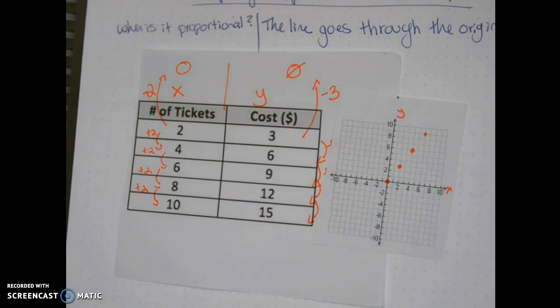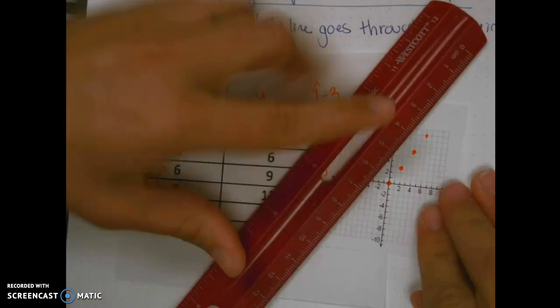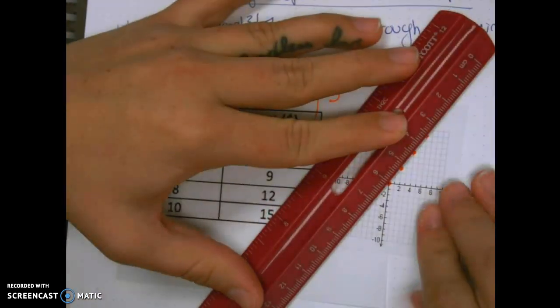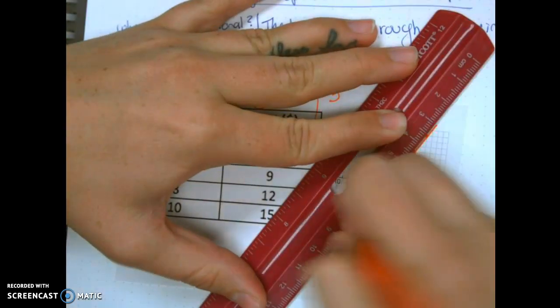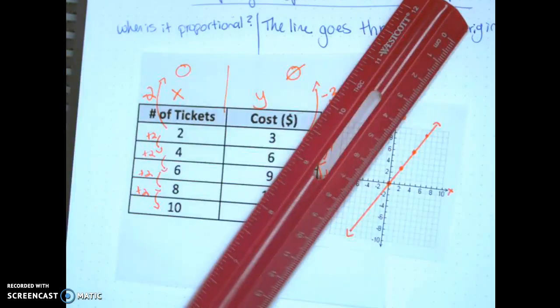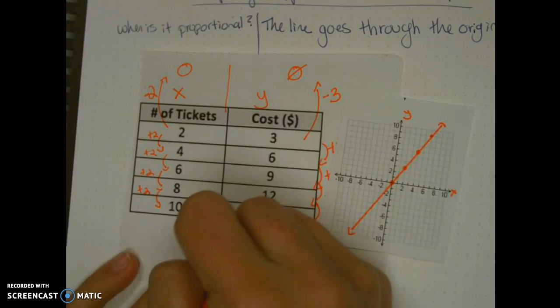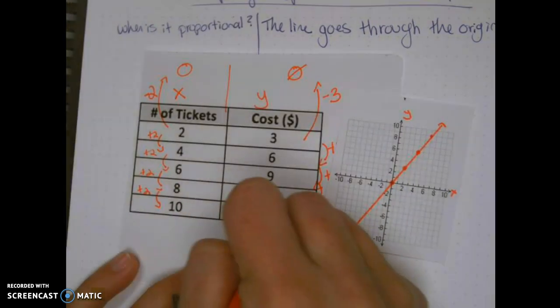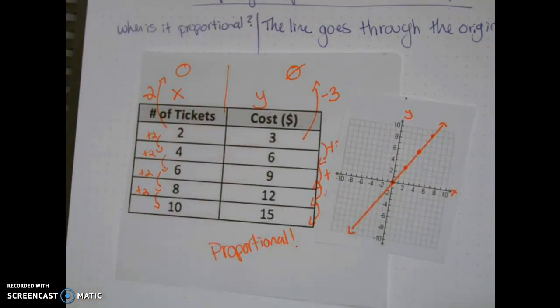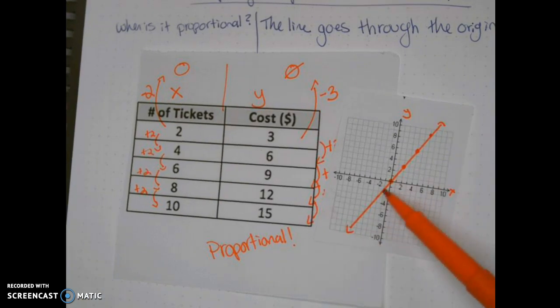So I'm going to take my ruler and I'm going to graph it. And as you can see, the graph is proportional. This means that it goes right through the center of the origin, or 0, 0.